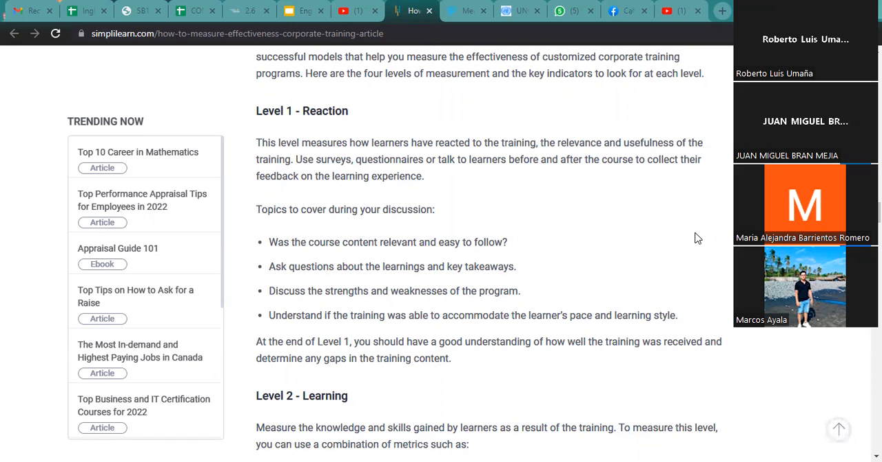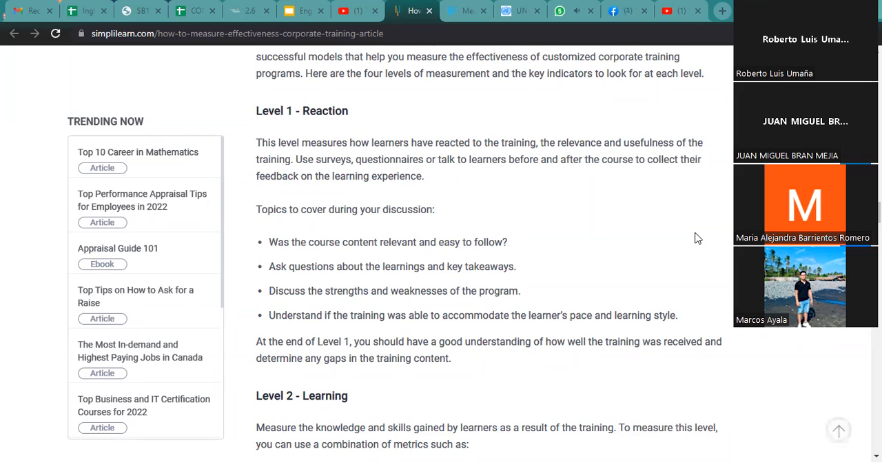And with that information, we can create, I don't know if it's used a matrix or gaps or just a checklist. So we can list the strengths and the weaknesses of the training.